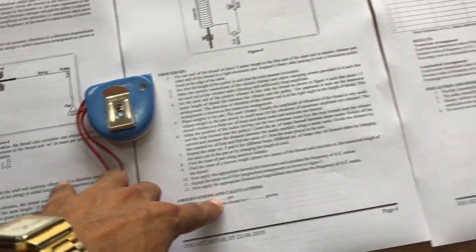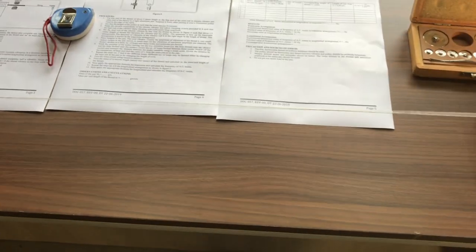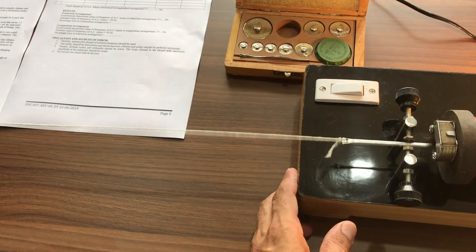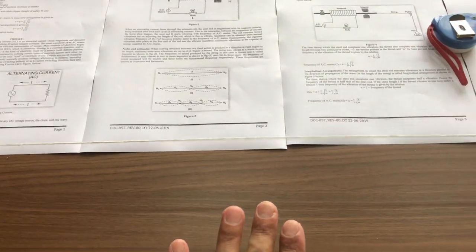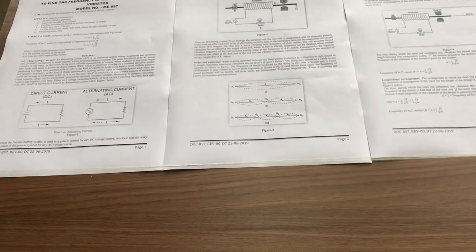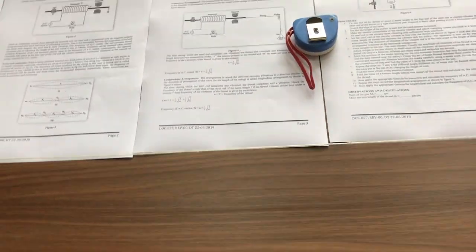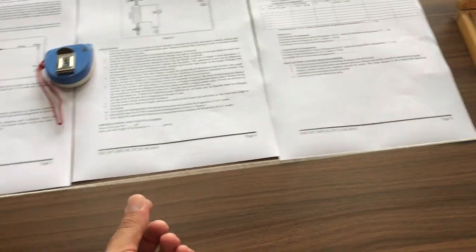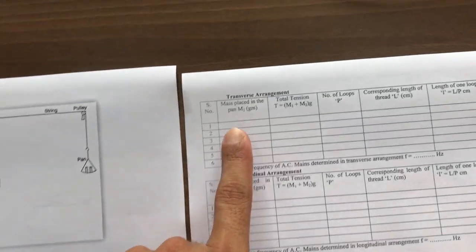and put this value here. Now we switch on the electrical vibrator and adjust the position of this electrical vibrator in such a way that the loops of maximum amplitude form. Now we leave the first and last loop because they are incomplete, and we count these loops and measure the length of these loops and put this value here.